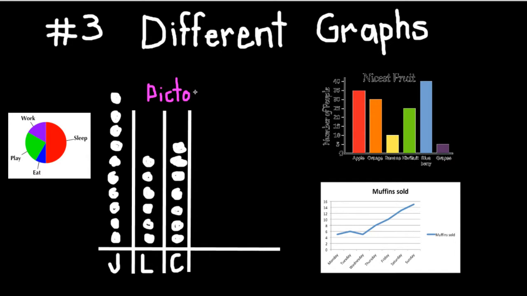But pictograph. G-R-A, and then P-H, these two letters say F sometimes, pictograph. Okay, so that was a really nice example of a pictograph. The marshmallows represented, they were pictures of marshmallows.